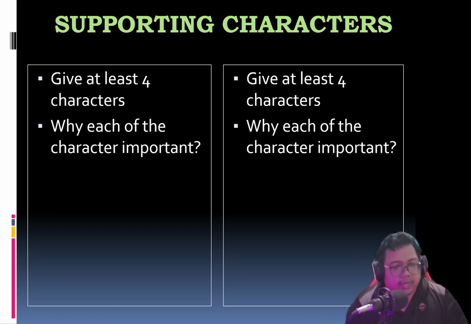Okay. Then we have the supporting characters as well. So for supporting characters, give at least two or three, that's enough.